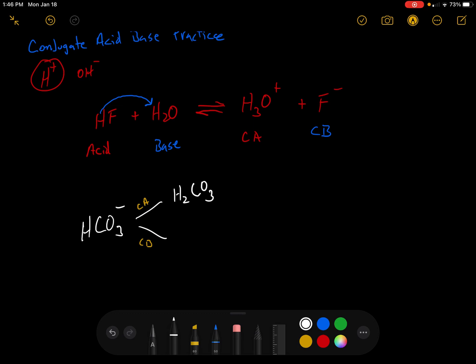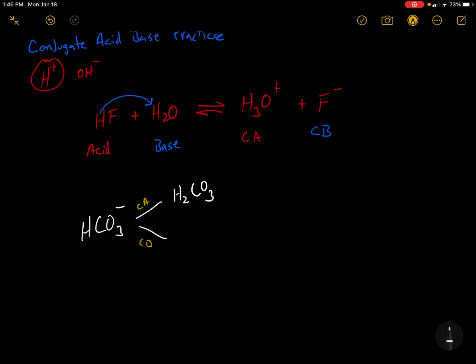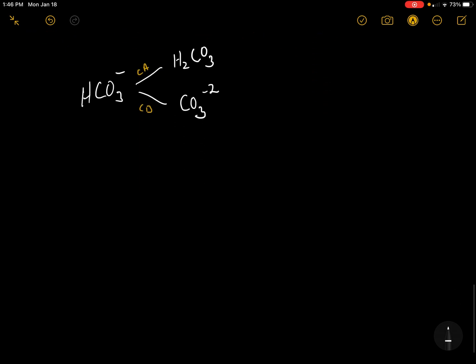Now, take a second and try to write the conjugate base of this. Okay, so basically you're going to take away your hydrogen, and now it's going to be CO3, but what's your charge going to be? If it was already negative and you take away another proton, now it's going to be -2. CO3 -2. So that is one way to write your conjugate acid base pairs.